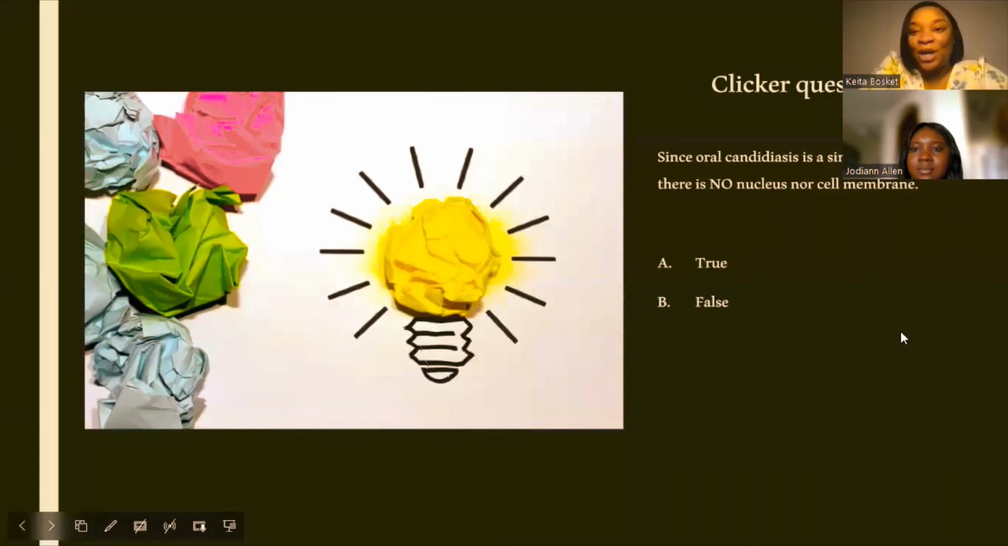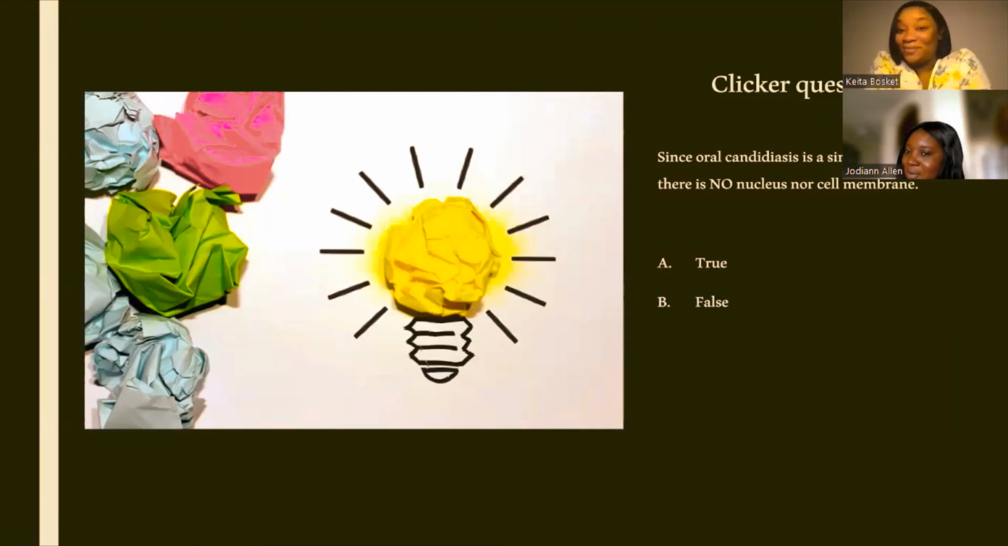Clicker question time. With the cell being eukaryotic, does it have a nucleus and a cell membrane? A, true, or B, false? Remember, guys, a eukaryotic cell has a nucleus. A prokaryotic cell does not have a nucleus. So the answer here would be true. Right or wrong? It's false. Okay, that was a trick. Eukaryotic cells do have a nucleus and a cell membrane. Got it. True.